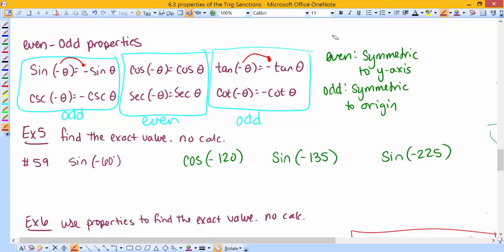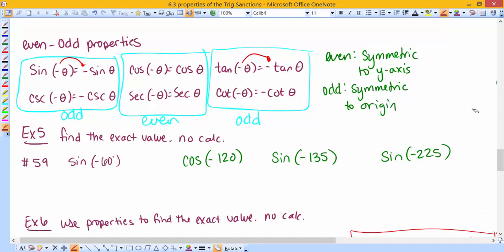Even functions, and we're not talking even degree, so get off of that. We're talking about what the graph looks like. An even function has a graph that is symmetric to the y-axis. An odd function has a graph that is symmetric to the origin. You will see this in 6.4 when we start graphing sine, cosine, and tangent functions and their cofunctions. You did also see this last year in Math 3 when we graphed sine and cosine functions. So it should have been brought up, but if not, you're hearing it now.